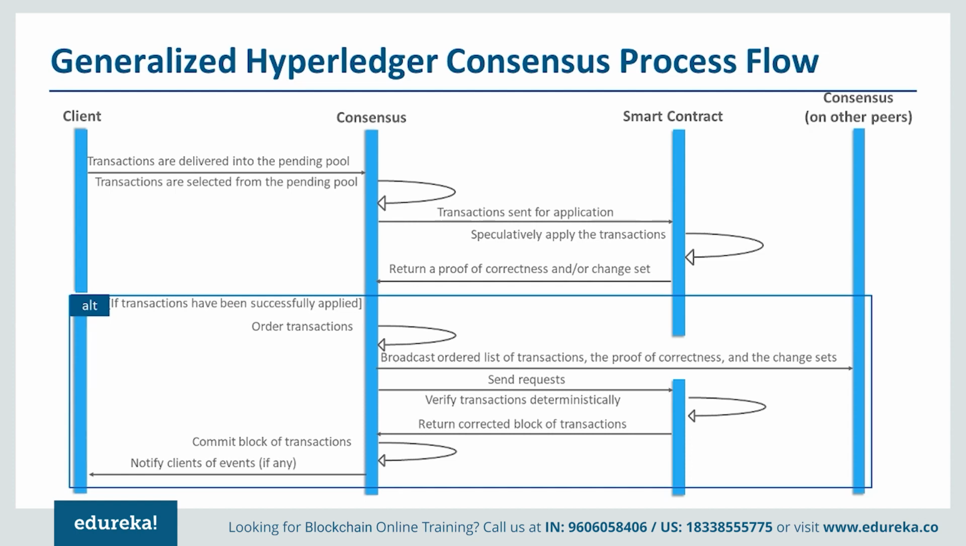These other peers are known as committer peers. And these peers, where you are running this smart contract, are known as endorser peers. And this is how you notify the events to various clients or applications that are there. So, the generalized Hyperledger consensus process flow.